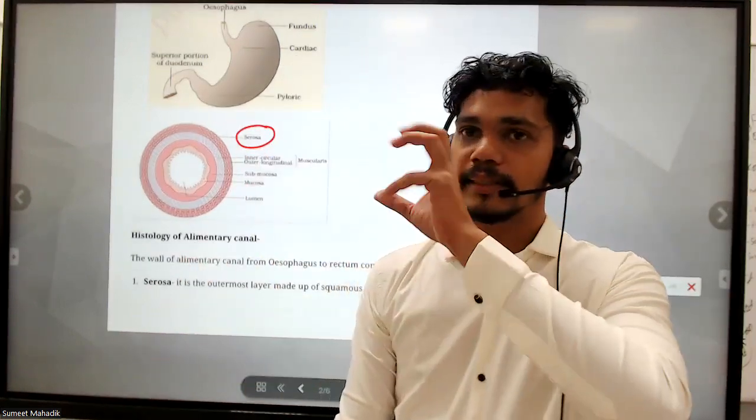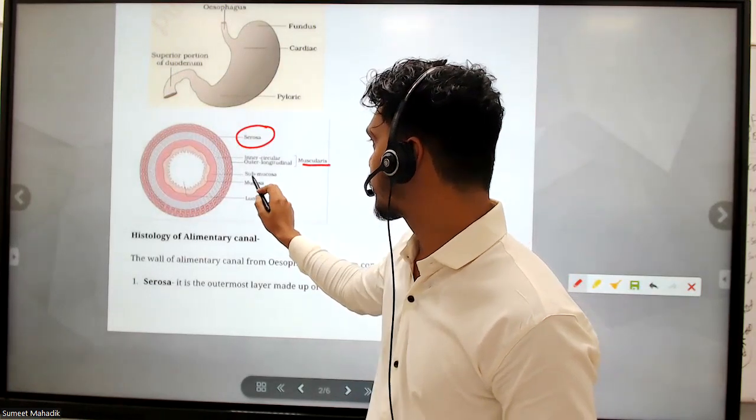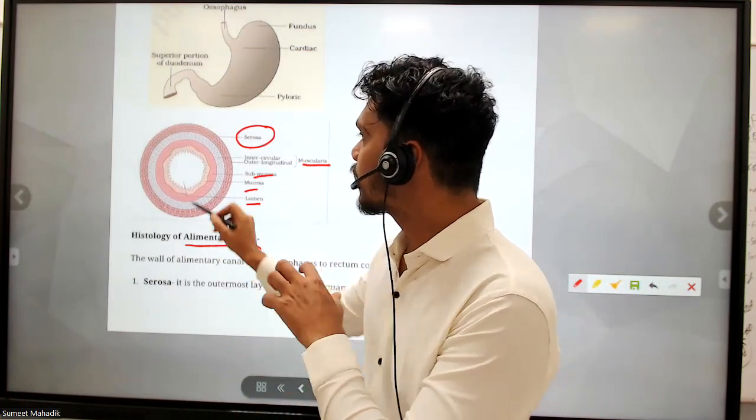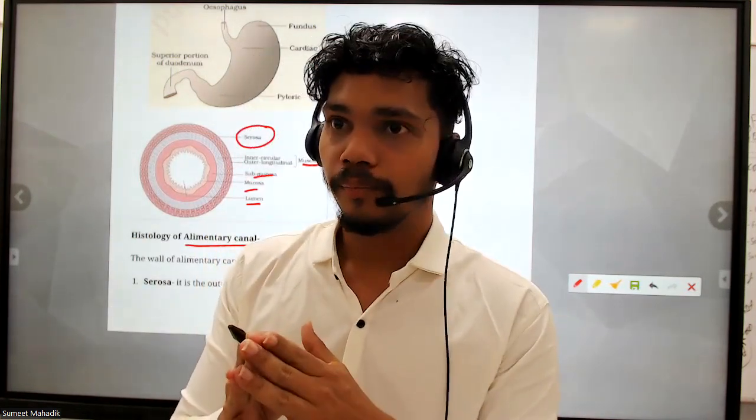Serosa. Okay, the first layer is the serosa. Then the muscularis is there. There's the mucosa, and the lumen is there. What is that? Alimentary canal means what? Can you see that the alimentary canal performs peristaltic movement?